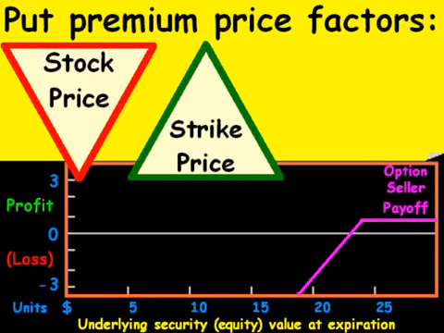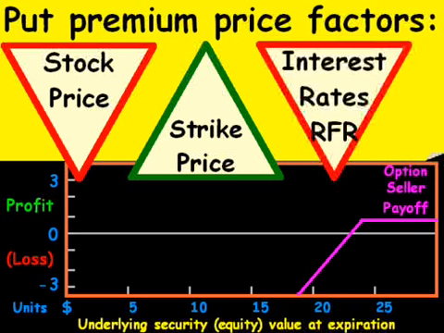The next item we have is the strike price. For put options, the higher the strike price, the higher the premium is going to be. Our next factor for put premium, or put option prices, is interest rates, or as I refer to it, the RFR, the risk-free rate. Typically speaking, the higher an interest rate is, the lower a put premium is going to be.